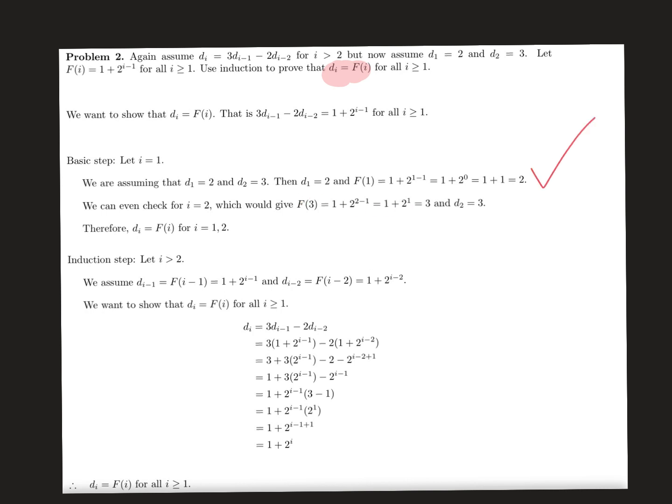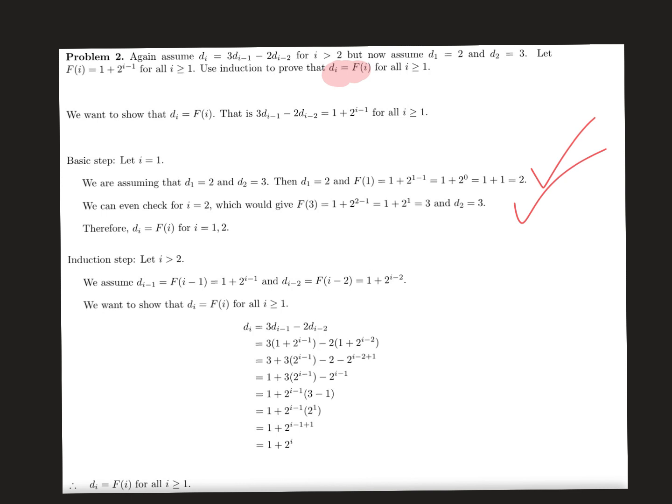I also went ahead and ran it through with I equal to 2, a very similar process. We plug in 2 and get 2 to the power of 1 here, so this turns into 3. And we already said that d of 2 also equals 3, so we are good on that front. So d of I equals f of I for I equals 1 and 2. We've already proved that these are equivalent for the I values of 1 and 2.